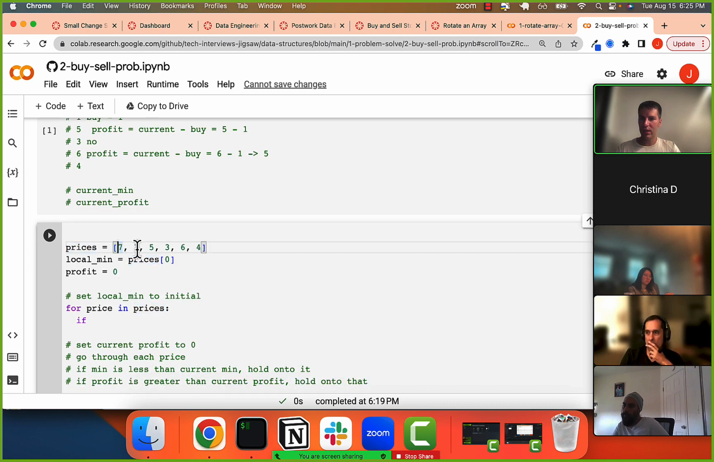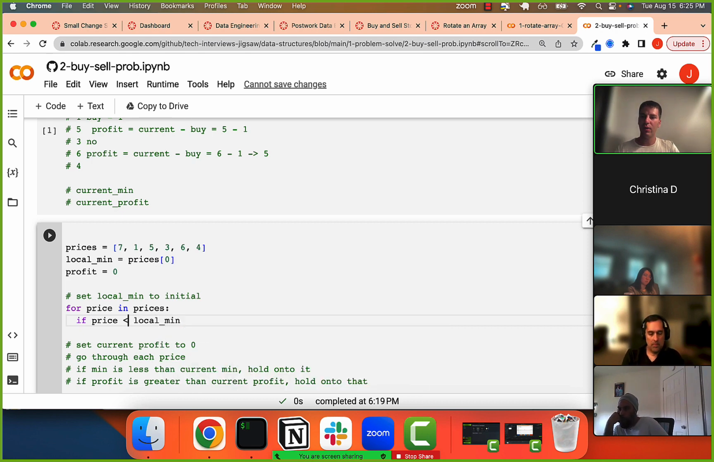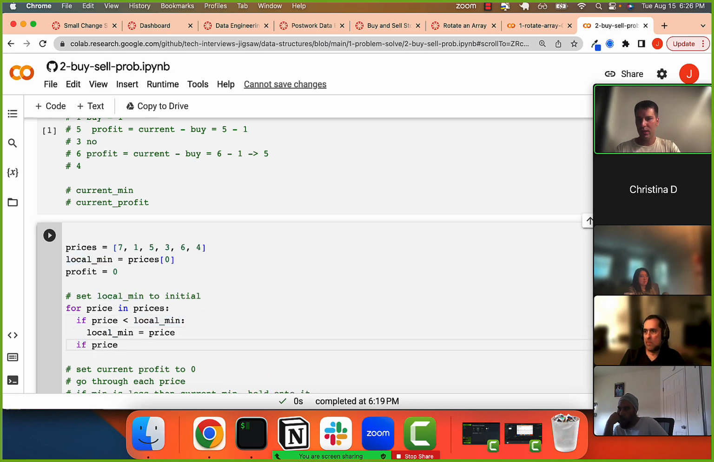Okay, for each price in the list of prices, if the price is less than the local min, then basically we want to say local min equals the price. So we want to reset it, I think it's something like that. And then let's just do it in 2 lines. So that explains to us why we would buy at 1 here.